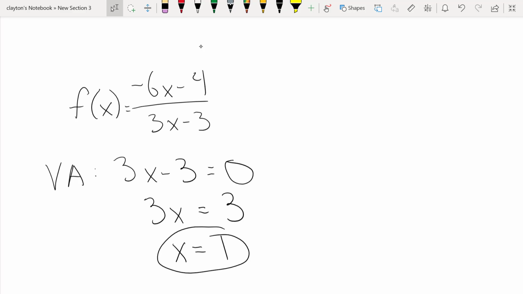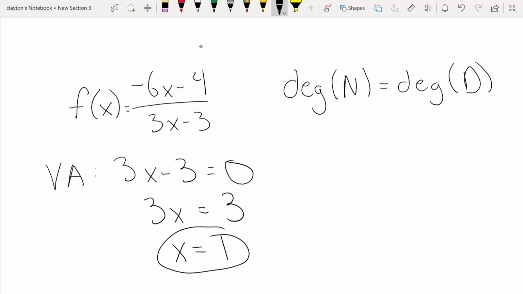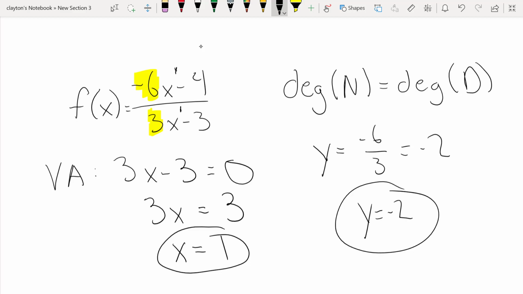However, now we have a different case, right? So now the degree in our numerator is equal to the degree in our denominator, meaning they both have degree 1. If this is the case, all you're going to do is take the coefficients from these degrees, and we get y is equal to -6/3, or in this case, -2. So y is equal to -2. So we're looking at the ratio if they have the same degree.